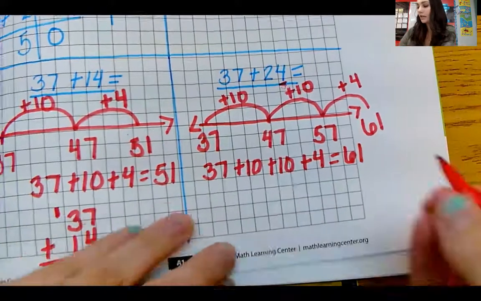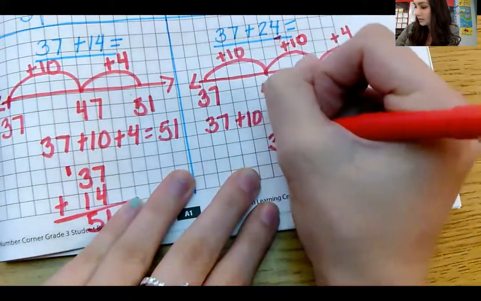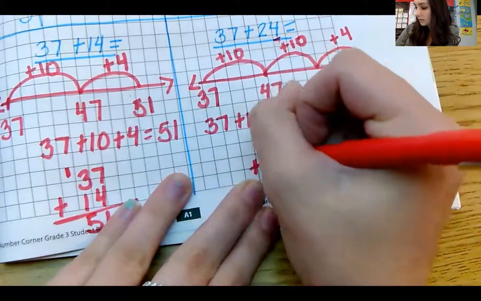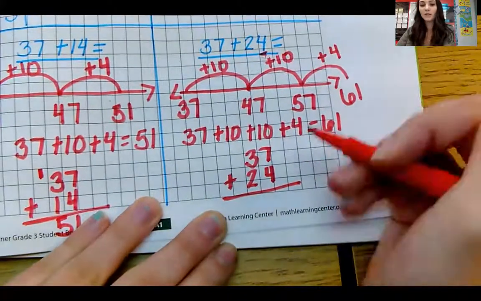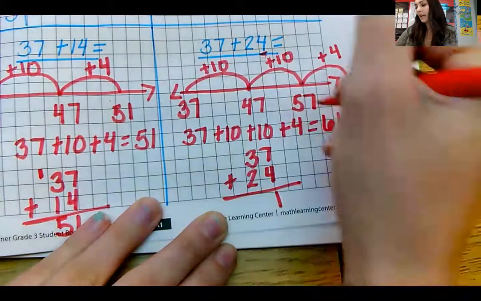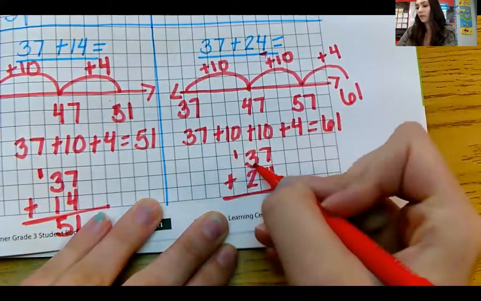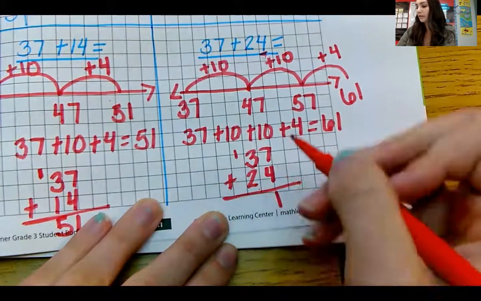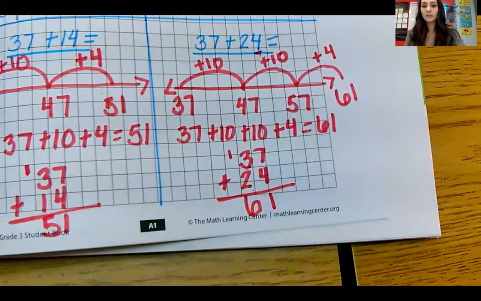Another strategy, again, is stack it like a hamburger. I can do 37 plus 24. Okay, I know 7 plus 4 is 11, so I put my 1 down. I carry my 10 over to my 10 spot. 1 plus 3 is 4, 5, 6. 61. So 2 different ways to solve the same problem.